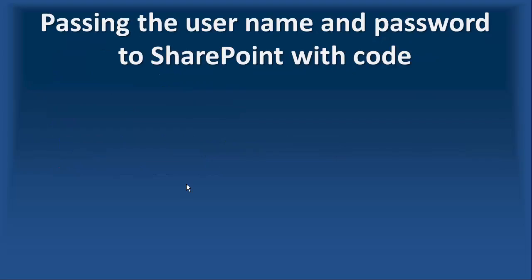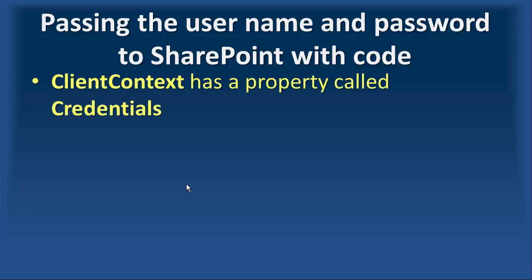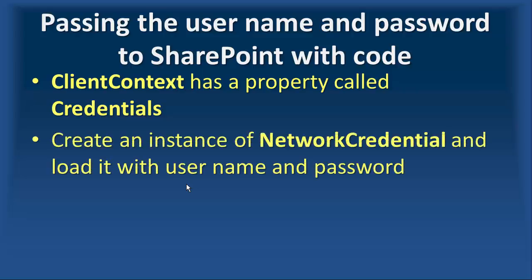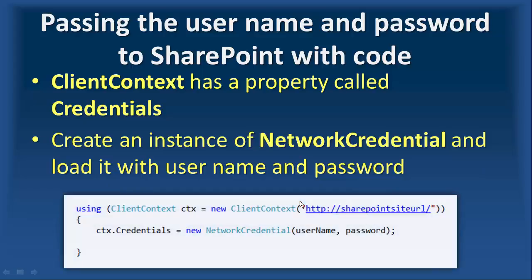Now, passing the username and password to SharePoint with code is one extra step. The client context object has a property called Credentials. It's basically nothing more than simple network credentials. So you create an instance of the network credentials, load it with the username and password, and pass it to the client context. Your code looks like this. We create our client context object with the URL, and then we set the Credentials property of this client context object to a new instance of network credentials, passing the username and password.